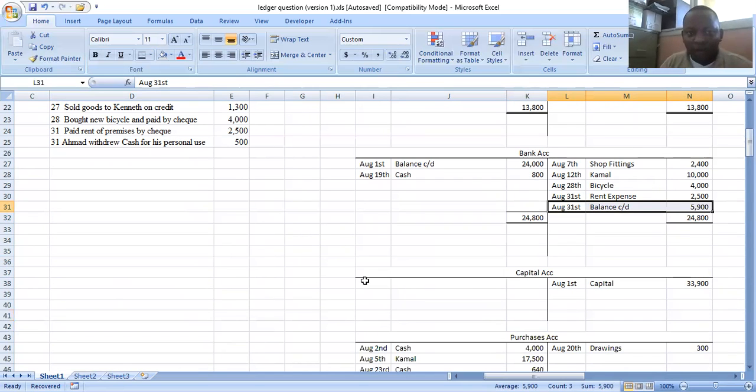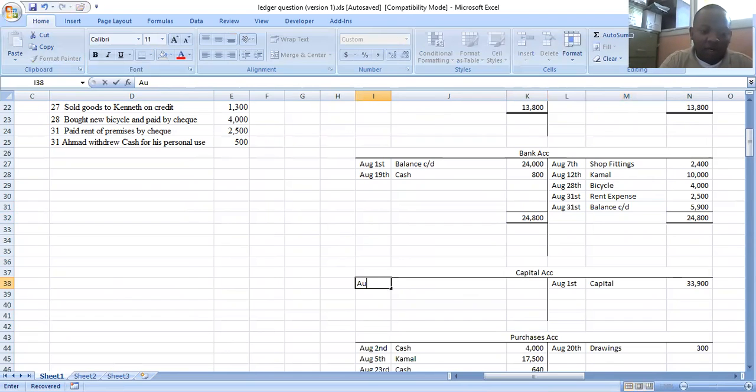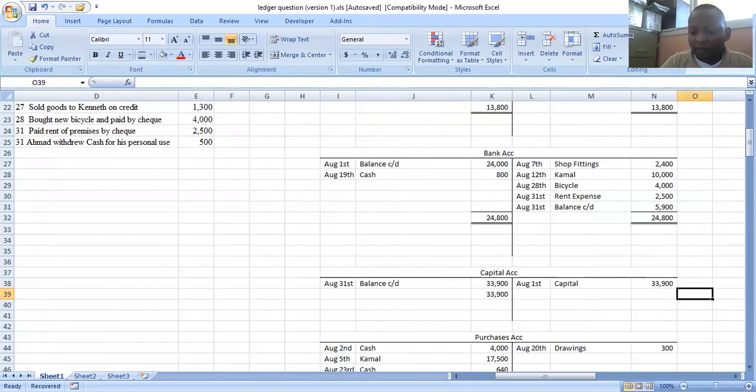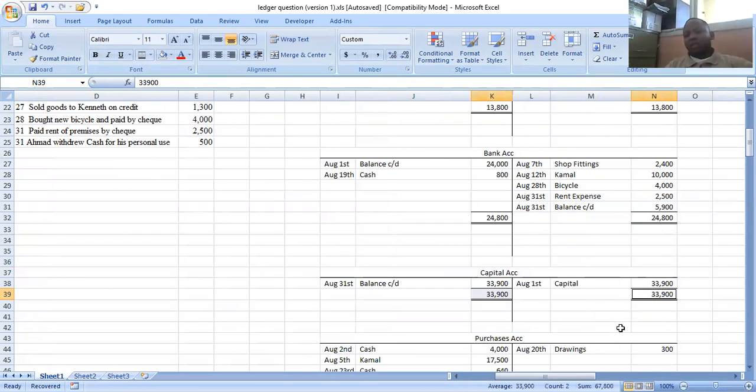Then we move forward to capital account. Capital account, the balance is simply, as you can see, 33,900. So that is on August 31st. The balance carried down for capital is 33,900. I hope you can easily see that. So capital is as simple as that.